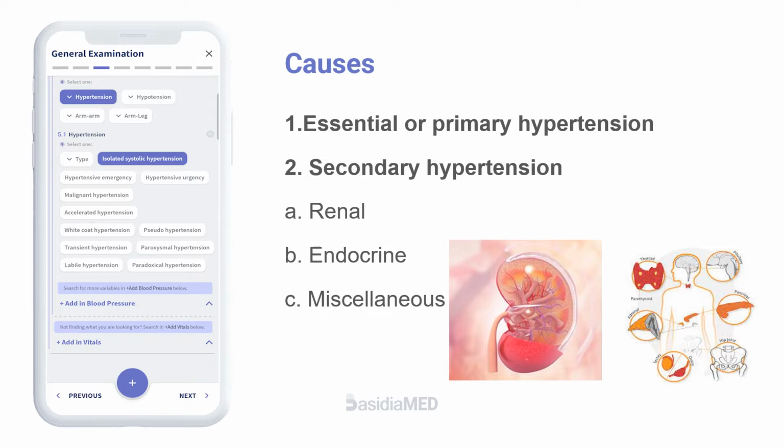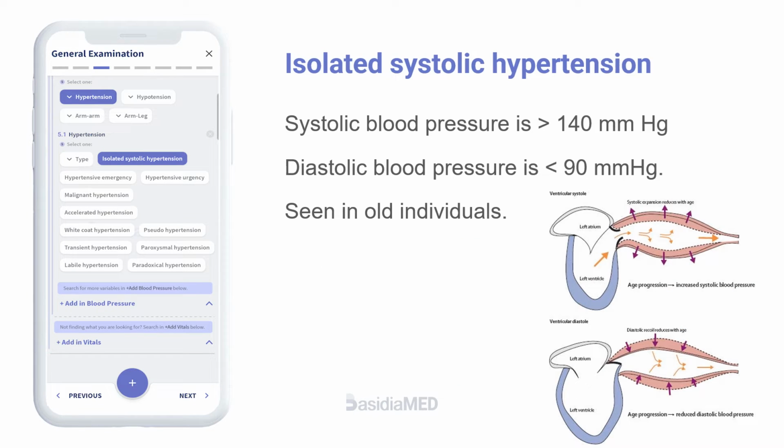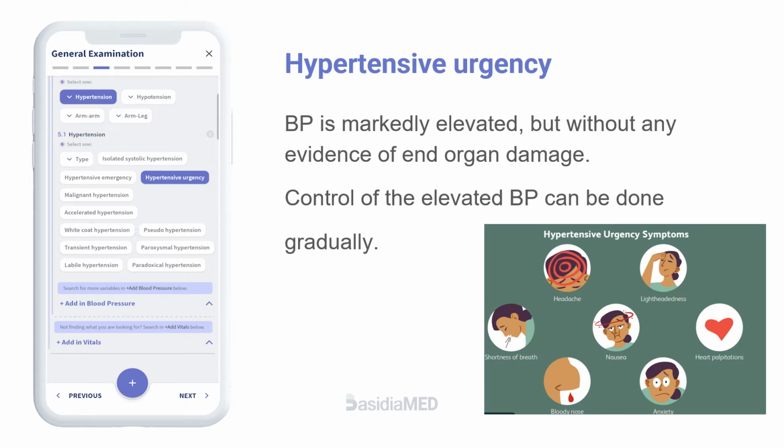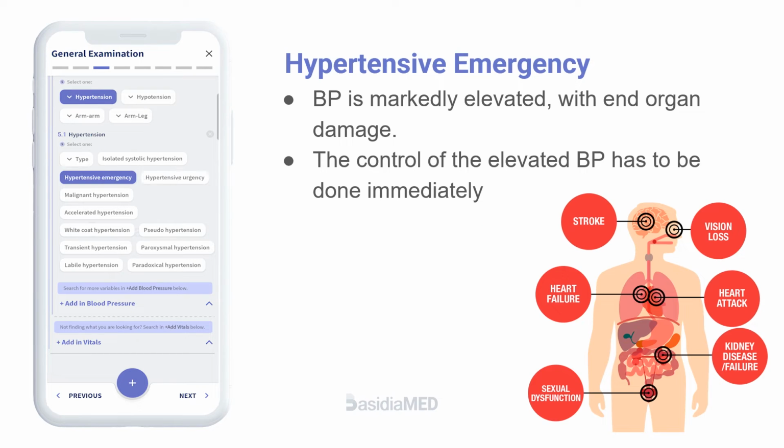Isolated systolic hypertension is when systolic blood pressure is more than 140 mm of mercury, and diastolic blood pressure is less than 90 mm of mercury. Seen in old age above 65 years. In hypertensive urgency, BP is markedly elevated, without evidence of end organ damage. Control of the elevated BP can be done gradually. In hypertensive emergencies, the BP is markedly elevated, with evidence of end organ damage. The control of the elevated BP has to be done immediately to prevent further damage.